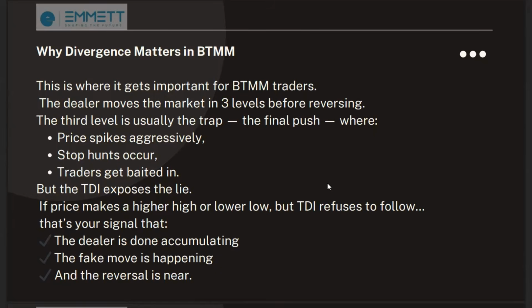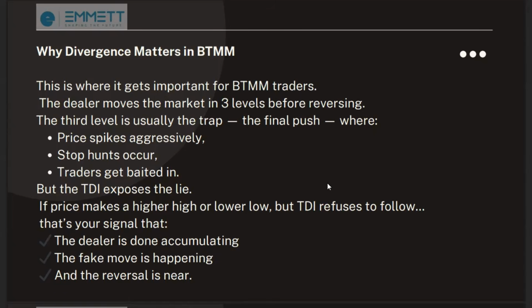So at this level 3, stop hunts will occur. You will see big aggressive vector candles out of the Asian box or out of session, and then traders get baited in. The moment you notice the market moving aggressively in one direction, there's always that temptation that spikes the retail market into executing orders. That is where they get baited. But if you understand how to use the TDI, it will expose that lie and you'll be able to react in the right manner.